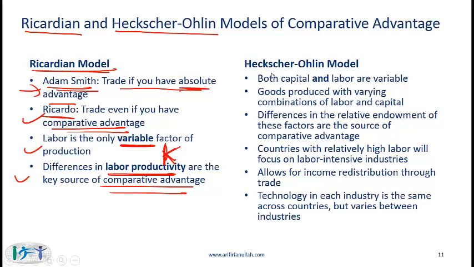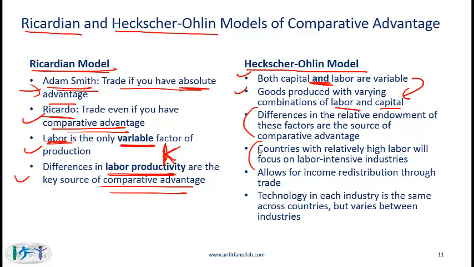What about the other model? That is called the Heckscher-Ohlin model. In this model, both capital and labor are variable. And how is that different from the Ricardian model? In the Ricardian model, only labor was variable. Goods are produced with varying combinations of labor and capital. So this is just an implication of the first point. Given that both capital and labor are variable, a given good can be produced with different combinations of labor and capital. Differences in the relative endowment of these factors are the source of comparative advantage.